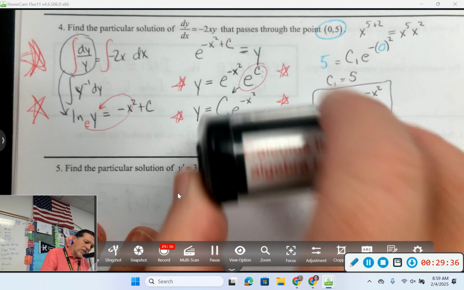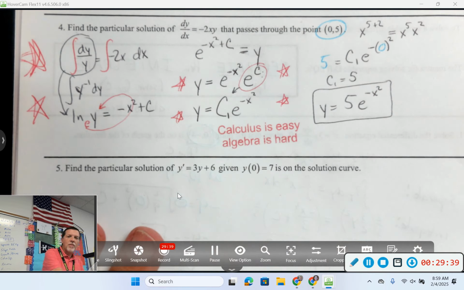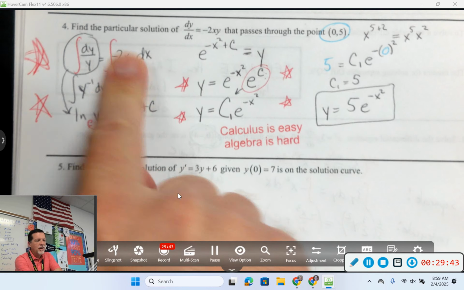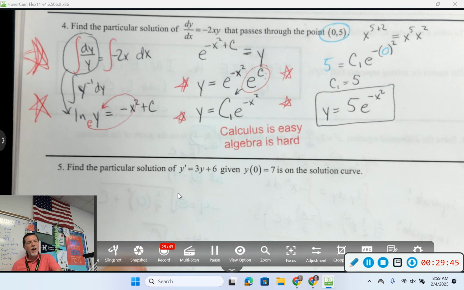That one deserves the... Haven't used the stamp in a while. Calculus wasn't really bad on that one. That was way back here. Not too bad. There was a whole bunch of algebra after that.